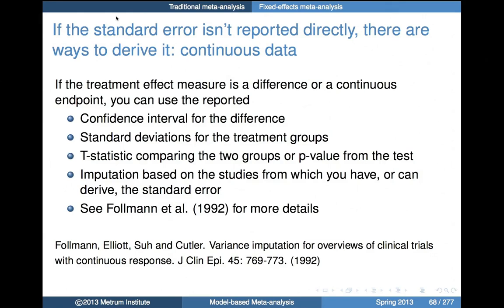If we have the standard deviations for the two treatment groups, we could just mathematically calculate the standard error for the difference between those two groups. If there's a t-statistic comparing the two groups, or even a p-value from that t-statistic or t-test, we could derive the standard error. Or if you have some studies that do have standard errors and others that don't, you could even imagine fitting a model to impute those standard errors. And we will look at an example of that later when we get into the model-based meta-analysis portion of the course. There's a paper by Folman and colleagues that was published in 1992 in the Journal of Clinical Epidemiology that gives details on all of these methods.